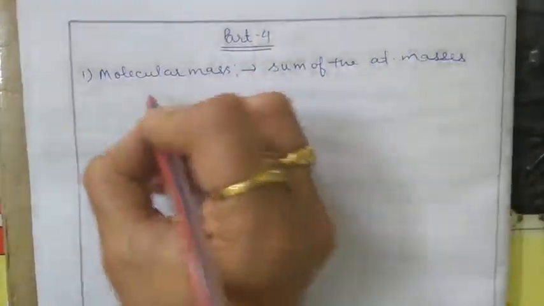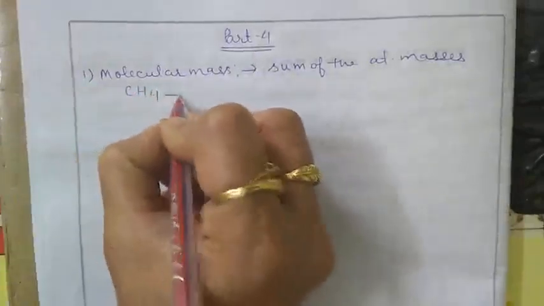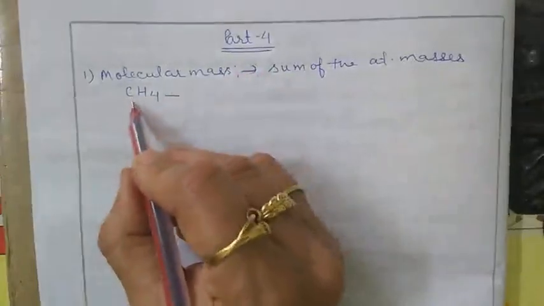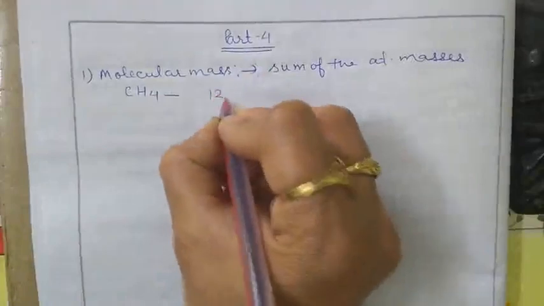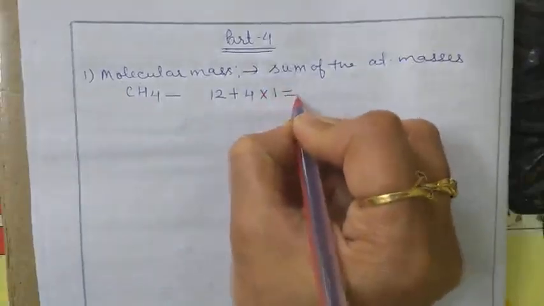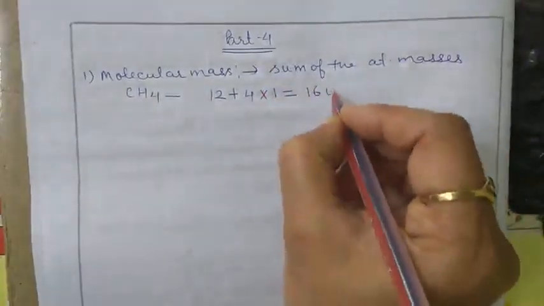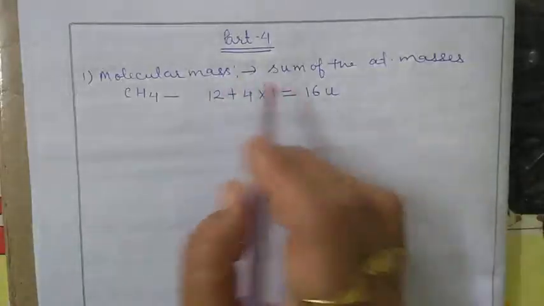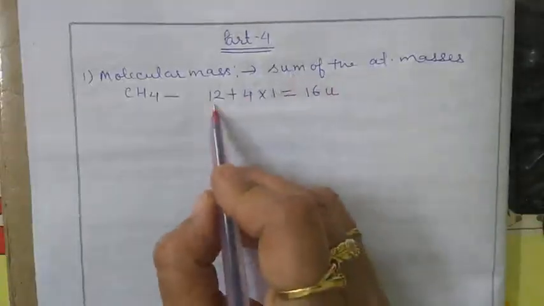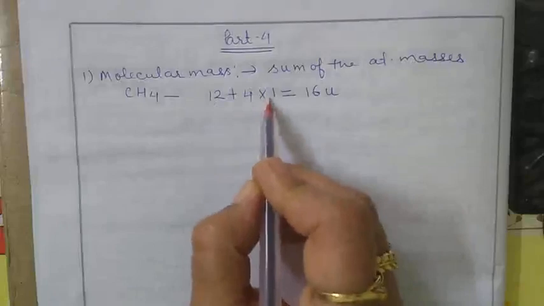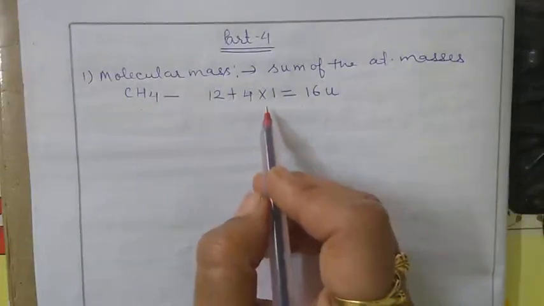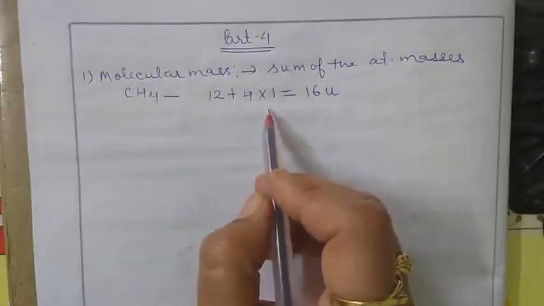Let's take one example. For example, our task is to find out the molecular mass of CH4. The CH4 is methane. So we know that the atomic mass of carbon is 12. So 12 plus 4 multiplied by 1. So how much? It is 16 U. So this is the way to find out the molecular mass. Here we have added the atomic masses. This is the atomic mass of carbon and this one is the atomic mass of hydrogen. Clear? So this way we can calculate the molecular mass of any compound.